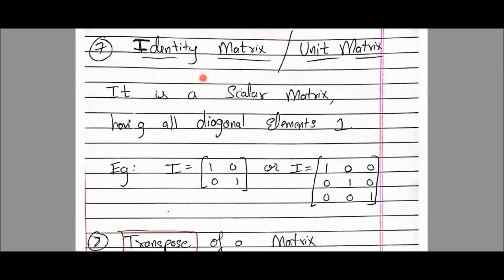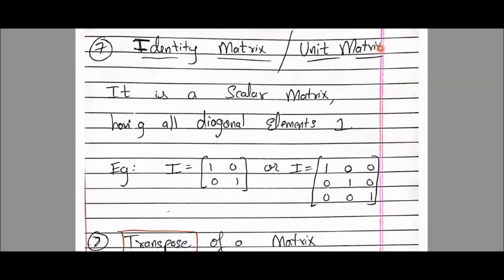Next, identity matrix. Now you will be more amazed by looking at the first line. It is a scalar matrix. Now what is a scalar matrix? It is a diagonal matrix in which diagonal elements are equal. So now what is different here? Having all diagonal elements as 1, compulsorily 1. See this, can you see this diagonal? 1, 1, this is a diagonal matrix. Of course, a scalar matrix because diagonal elements are equal, but it should be 1. So we call it an identity matrix or unit matrix.